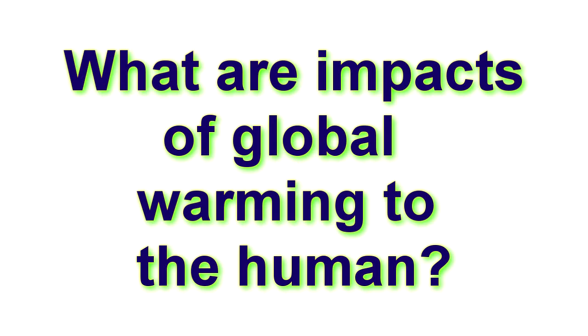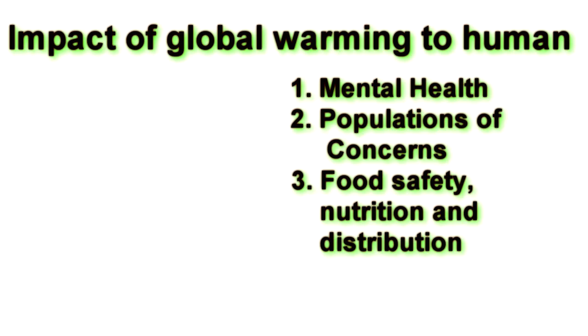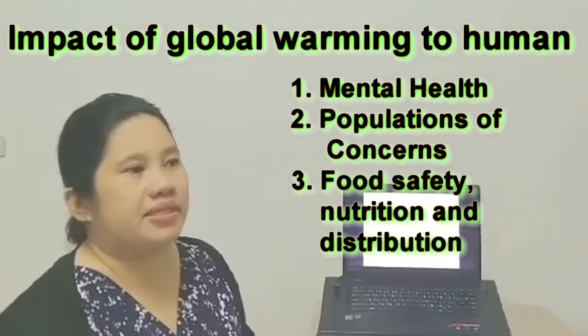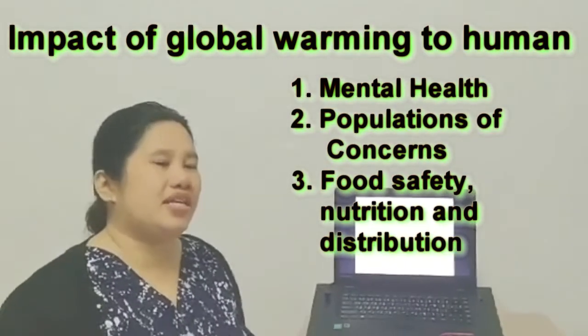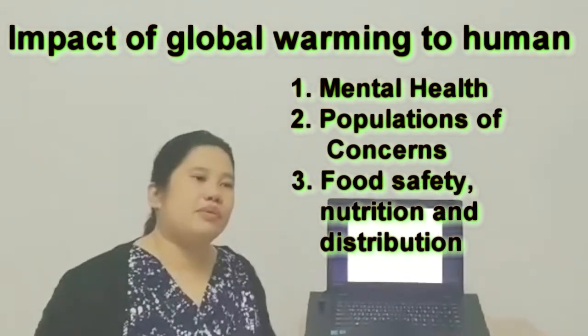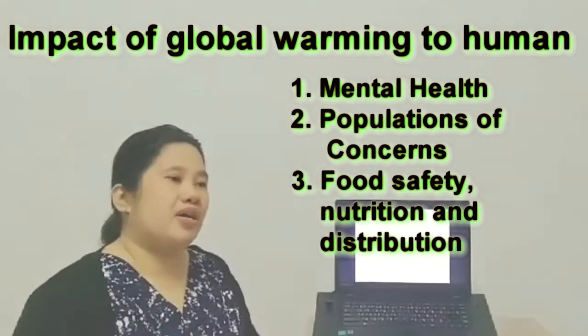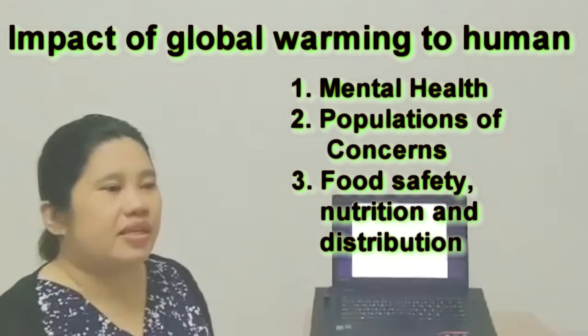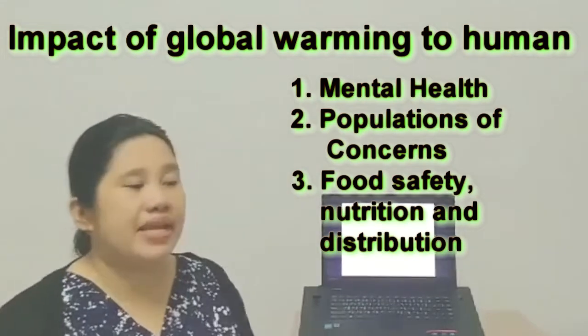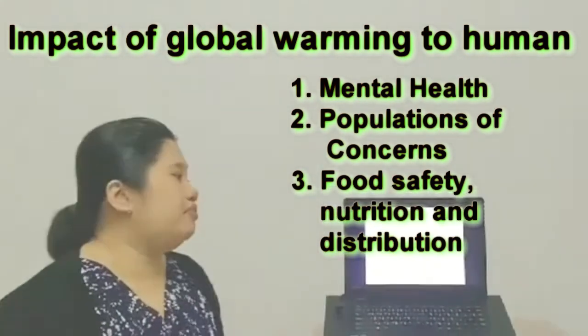Let's proceed to what are the impacts of global warming to the humans. They are mental health, populations of concern, food safety, nutrition, and distribution. Number 1 is mental health. According to the survey, from minimal to serious problems like anxiety and distress can be caused to humans when there is global warming. Number 2, population of concern. Because of the problem in the ecosystem, people have the tendency to transfer from one place to another.